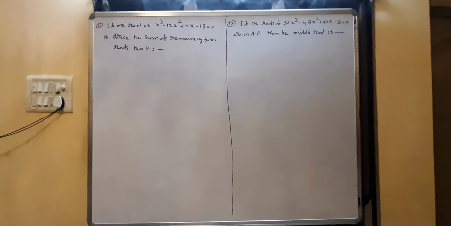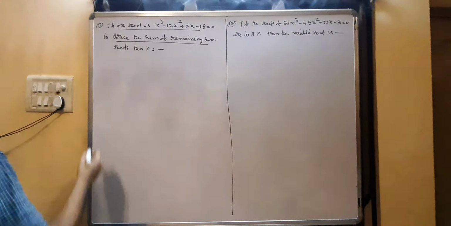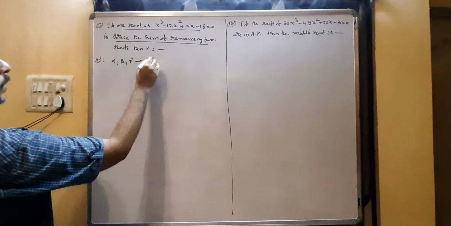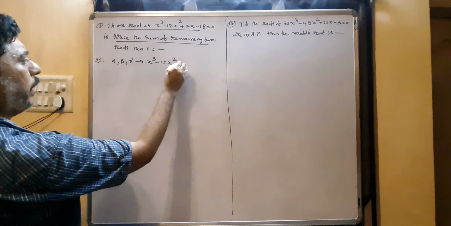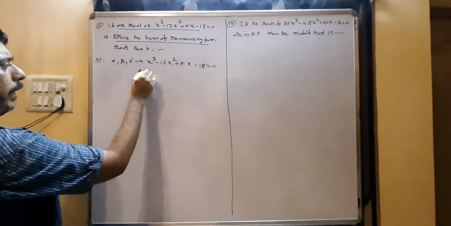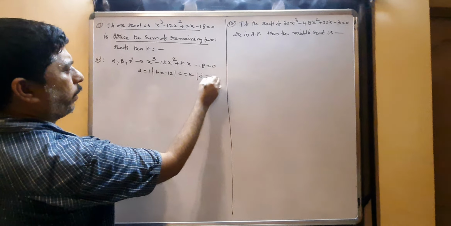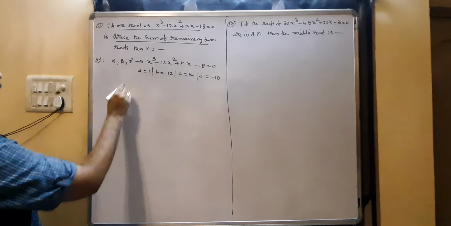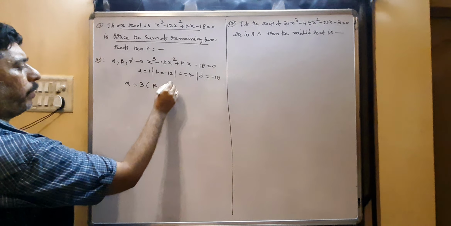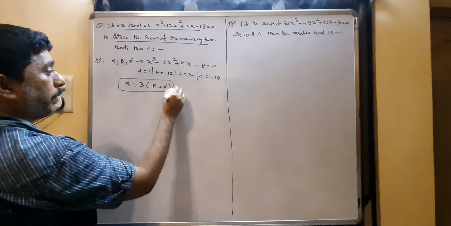Coming to the next question. One root is thrice the sum of the remaining two roots. Solution: alpha, beta, gamma are the roots of x cube minus 12x square plus kx minus 18 equal to 0. The coefficient of x cube is a equal to 1, b equal to minus 12, c equal to k, d equal to minus 18. One root is thrice the sum of the remaining two roots, beta plus gamma. This is the given condition. Let alpha equal 3 times beta plus gamma.